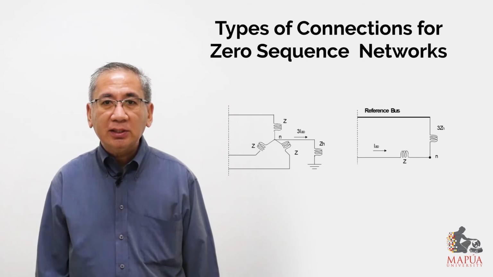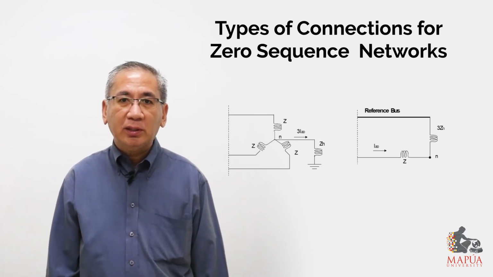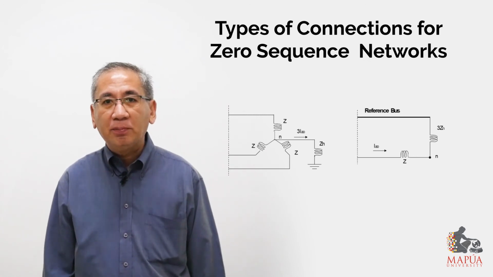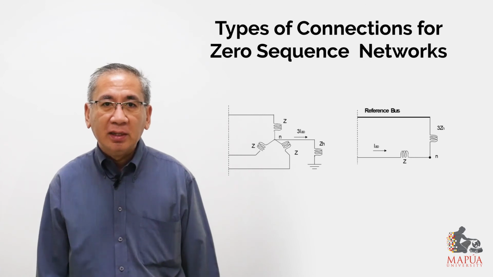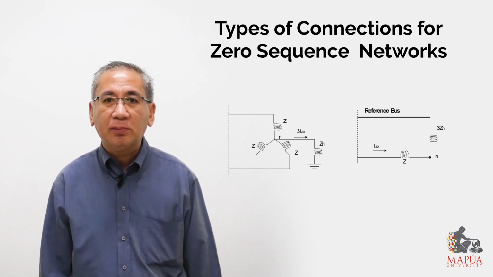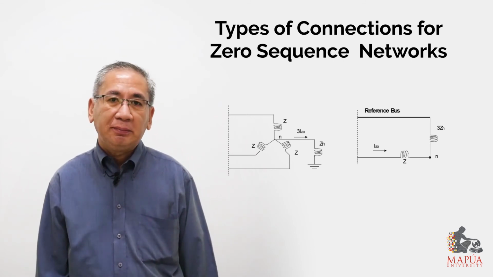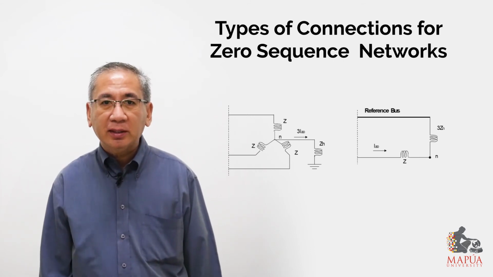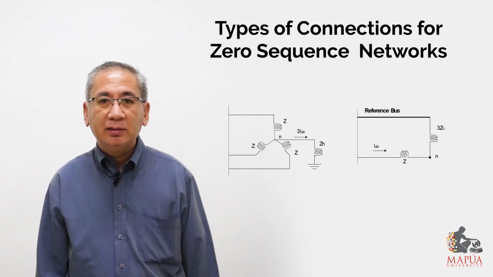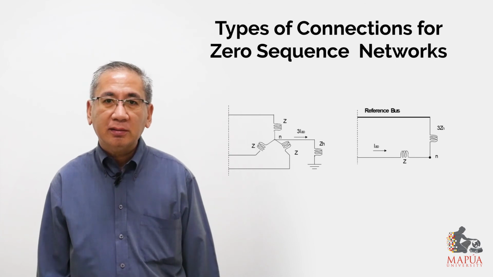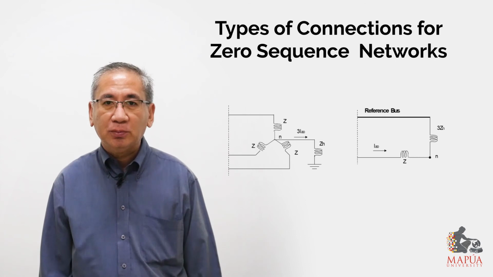Now, if an impedance, that is Zn, is inserted between the neutral point and the ground of a Y connected circuit, the impedance of 3Zn must be placed between the neutral and the reference bus of the zero sequence network. So aside from the Z0 of the Y-connected network, we need to insert three times the value of the neutral impedance going to the reference bus.